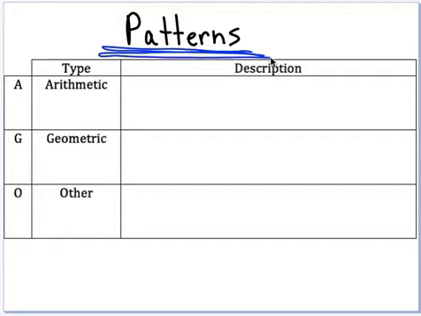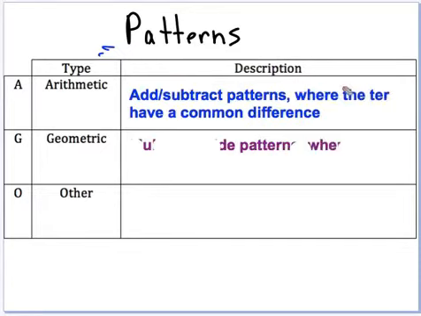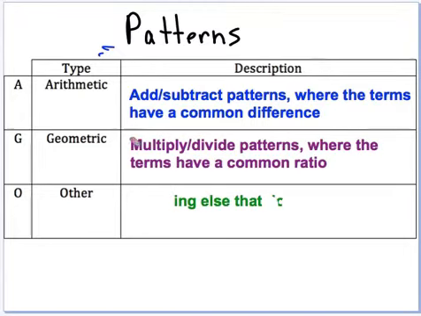Okay, so when you are looking for patterns, there's three different types of patterns that you can have. The first one is an arithmetic pattern. Basically, that is a pattern that is created when you're adding or subtracting by the same amount every single time. So like if I count by twos, 2, 4, 6, 8, the pattern is arithmetic because I'm adding 2 to each number.